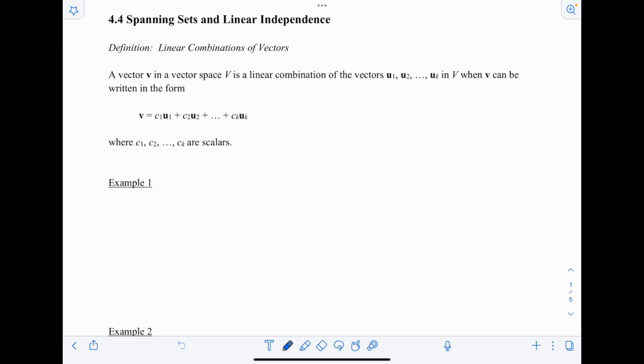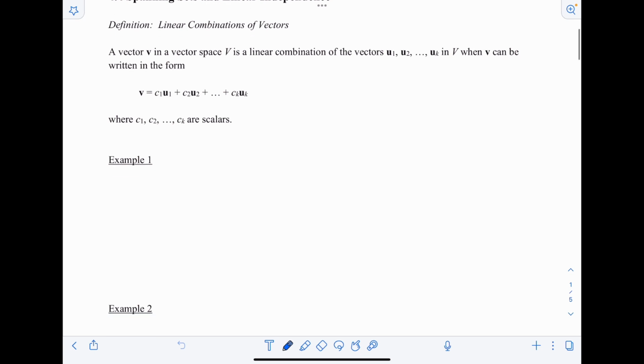So let's start off with a definition on linear combinations of vectors. I'm not actually going to read this definition. Bottom line, all this is saying is that to be a linear combination just simply says to take one vector and write it as the sum of other vectors being multiplied by scalars. We've actually seen this concept before in other situations, and so I'm going to just dive right into an example just to make this crystal clear.